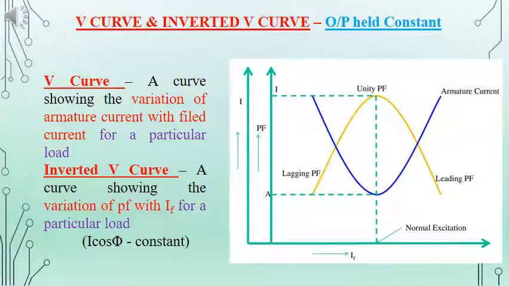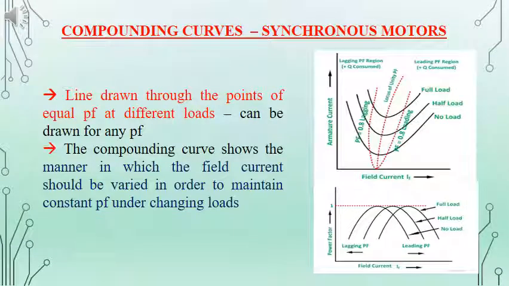And for the variation of armature current, for lagging power factor the current is higher, and when it comes closer to the normal excitation, the armature current magnitude gets reduced and will be minimum at the UPF condition. And when we move to the leading power factor condition, again the magnitude of armature current will increase. So for different load conditions, we can plot V curves.